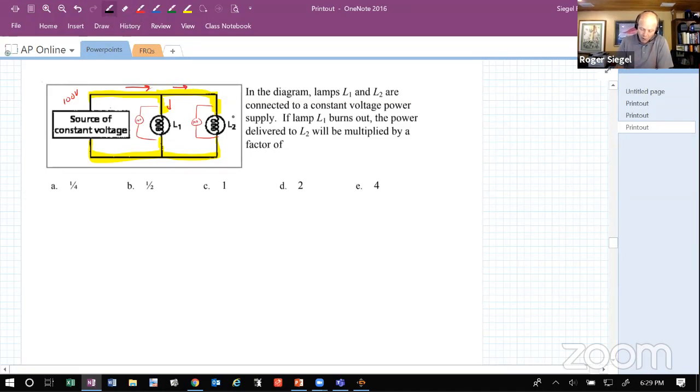Now, if one of these burns out, guess what? It's now an open switch. So how much voltage do I have now when this one burns out? Well, 100 volts. In other words, the voltage drop across the light bulb is constant. So since power, which is what we're asked to find here, how much energy is dissipated, since power is V squared over R, and V doesn't change when I lose one of my light bulbs, that means that the power is the same, multiplied by a factor of 1. So if one of them burns out, the other burns just as bright.